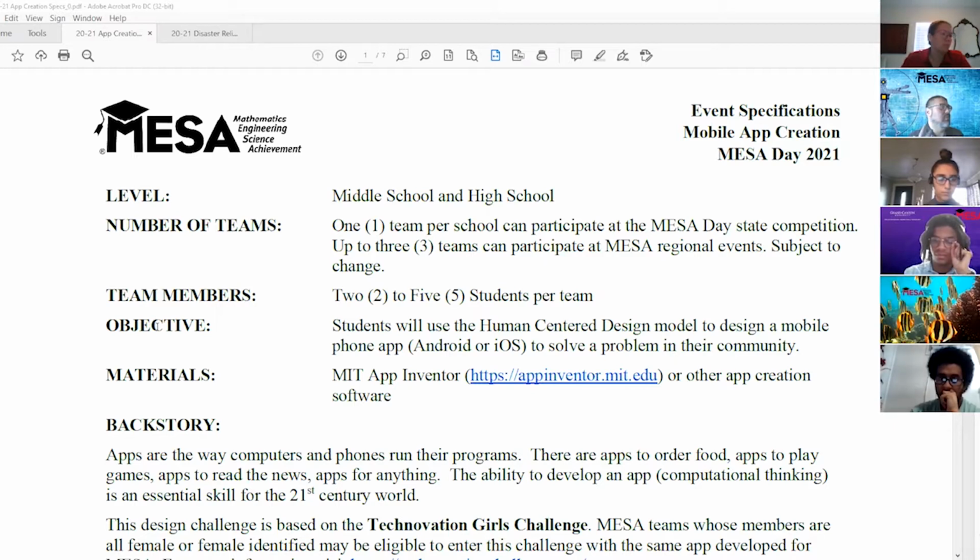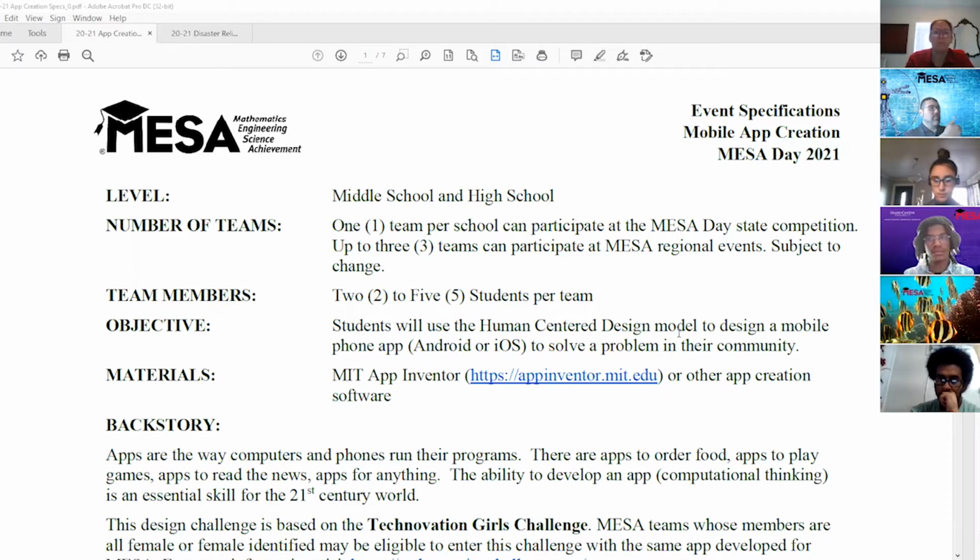What are we supposed to be doing, right? So what we're saying is students will use the human-centered design model to design a mobile app, Android or iOS, to solve a problem in the community, right? So right there, you've got two key pieces of information.